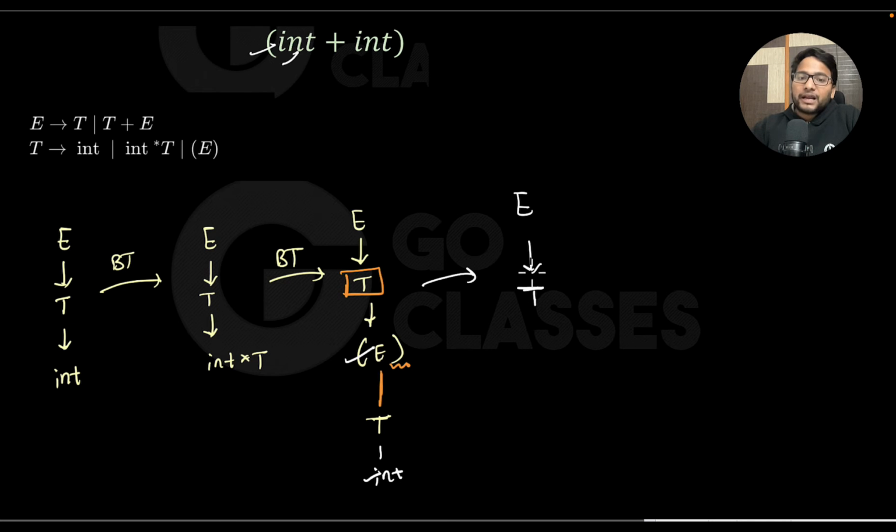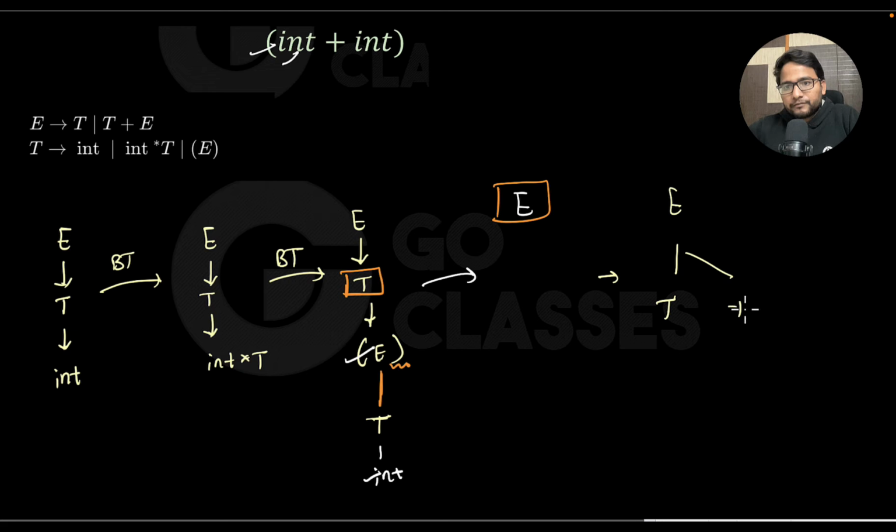Now you need to backtrack even at E. So you need to basically say, let me backtrack at E, which means let me try a different production of E. So you will try E gives T plus E. T will try int. Obviously it will be a failure. By intuition you can say int star will fail. So the only thing that will succeed is this.